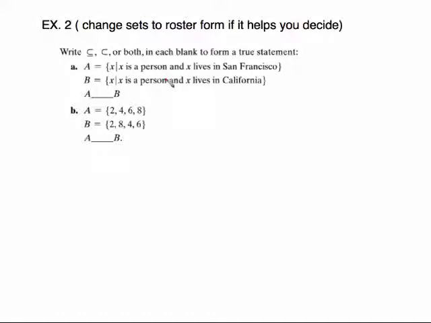If things are given to you in set builder notation, if it helps you, change it to roster form. So set A is all x such that x is a person and x lives in San Francisco. Set B is all x such that x is a person and x lives in California. So if you live in San Francisco, do you live in California? The answer is yes. So is every element of A an element of B? That's yes. So I can say A is a subset of B.